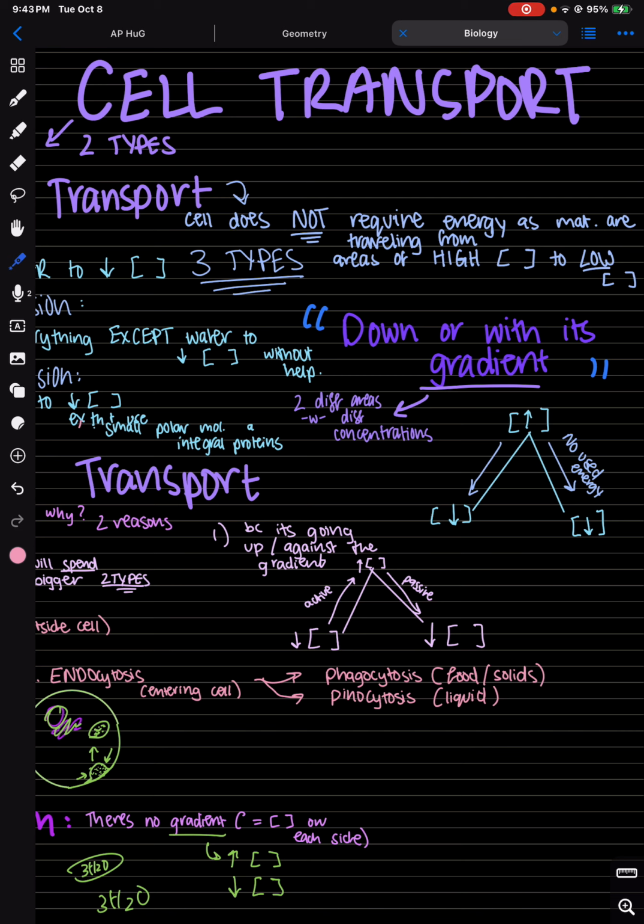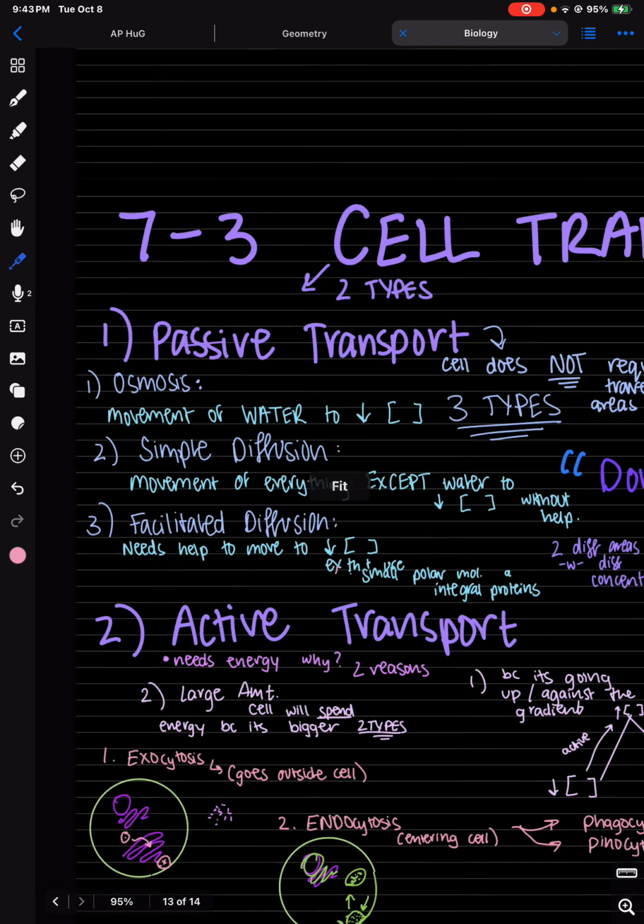Think about this. You are on a roller coaster and you're at the top of the roller coaster. When you're going down that huge hill, do you need added energy? No, you don't. This is passive transport. There are 3 types of passive transport.